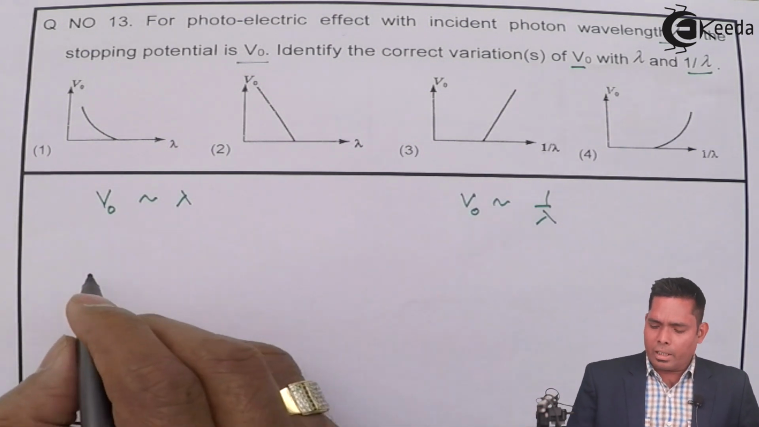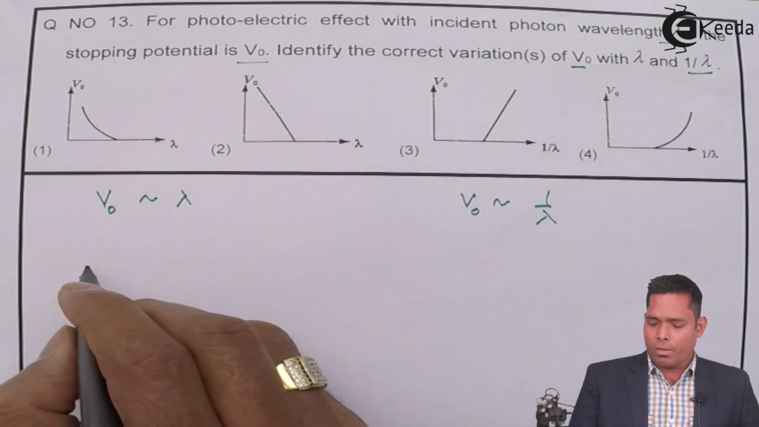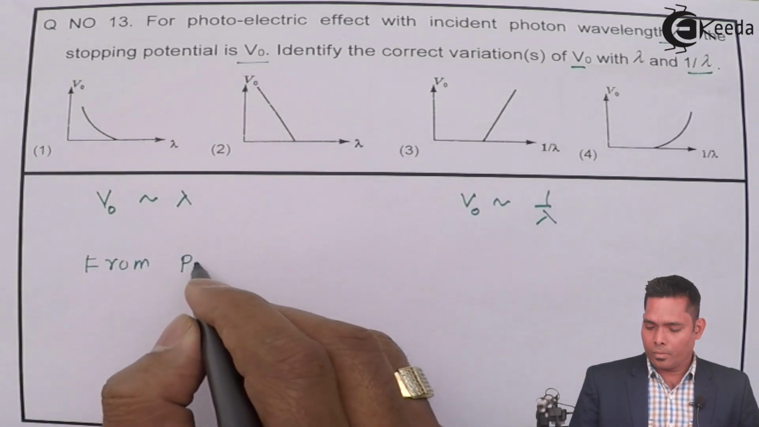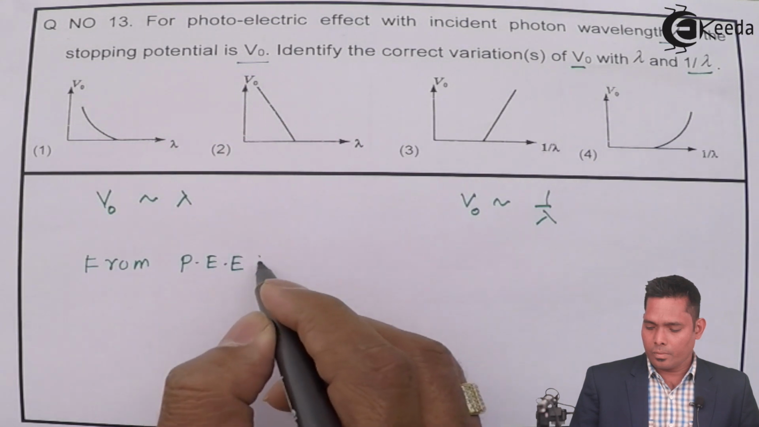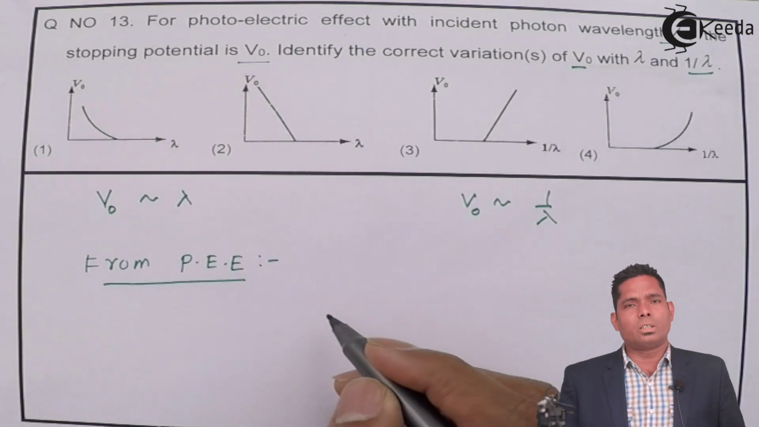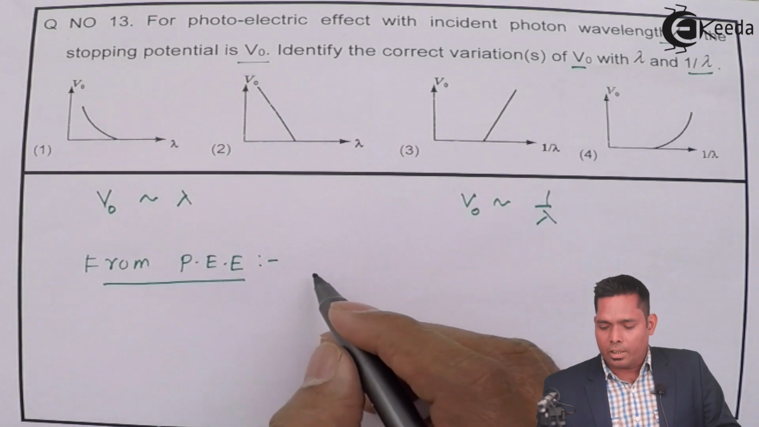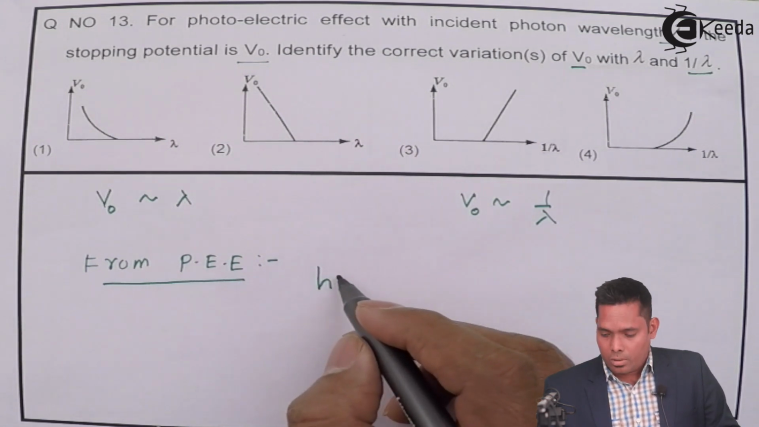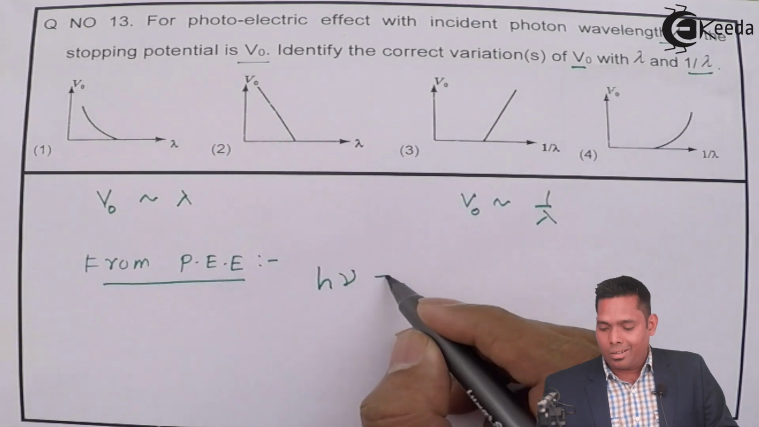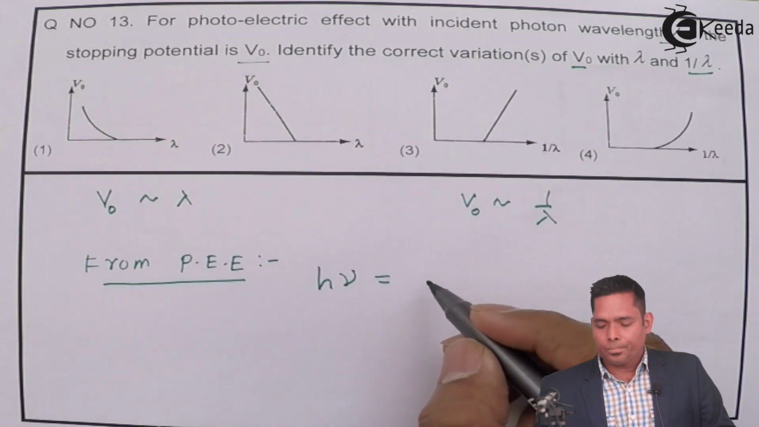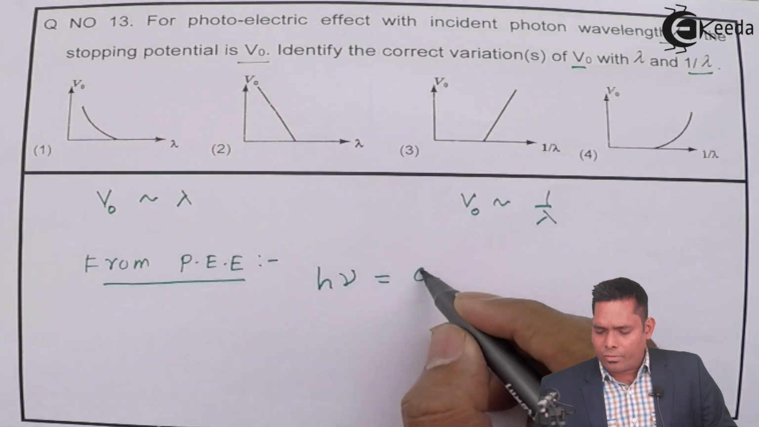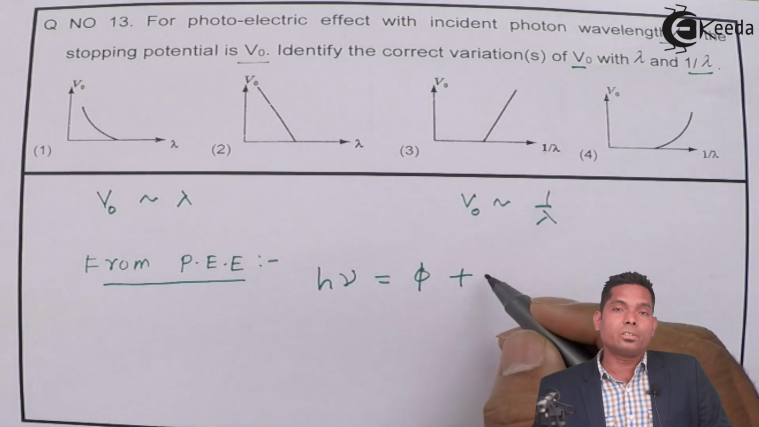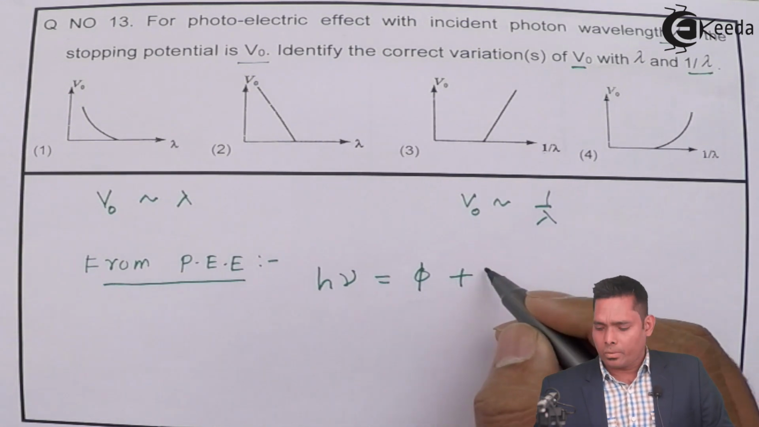Now in Einstein's photoelectric effect, we know that the energy of the incident photon, h mu, is equal to the work function of the metal plus the maximum kinetic energy of the ejected electron.